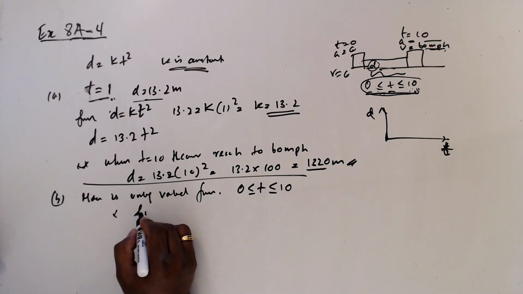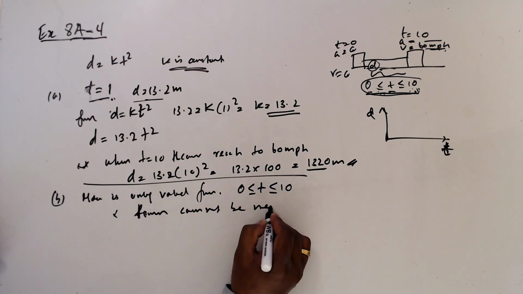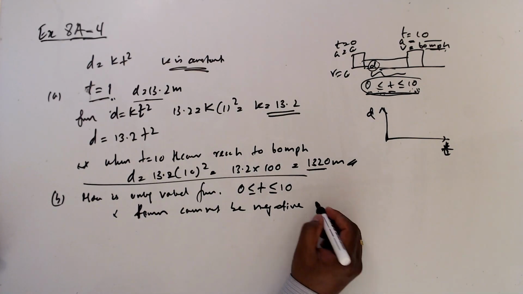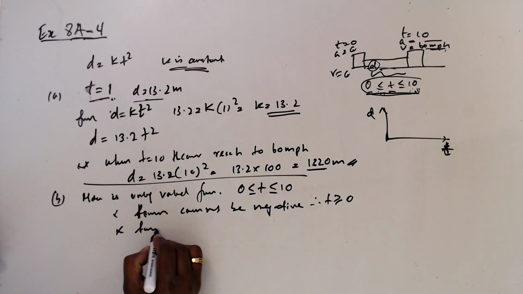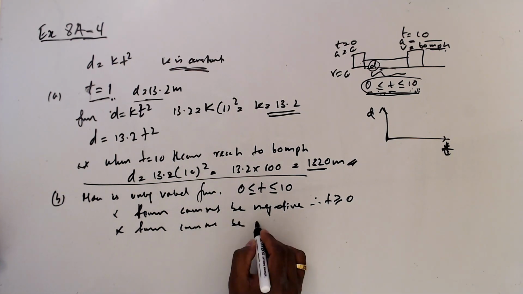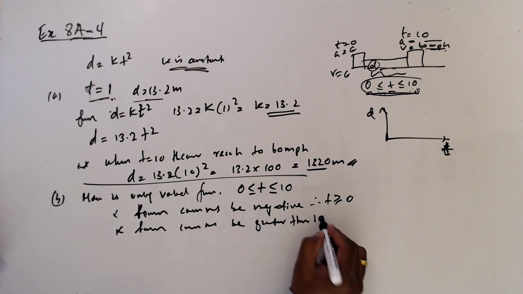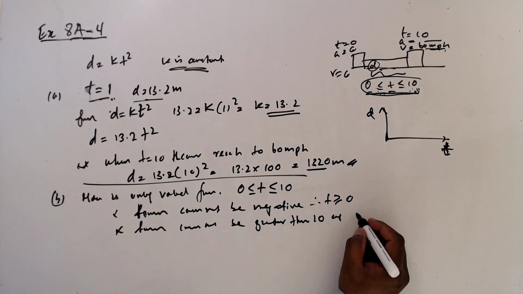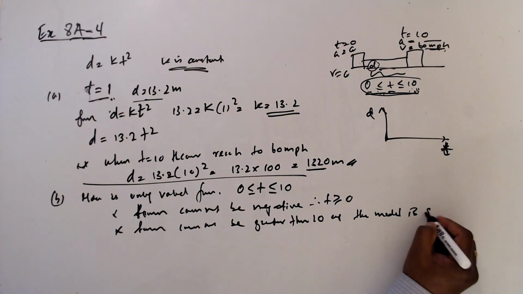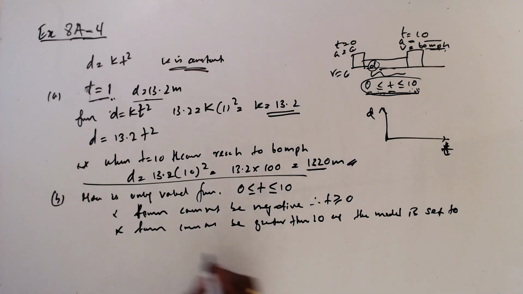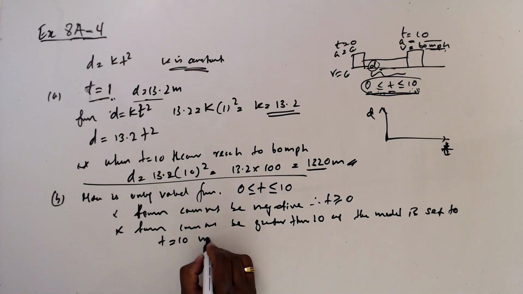Time cannot be negative, hence t is greater than or equal to 0, and time cannot be greater than 10, as the model is set to t equals 10 maximum.